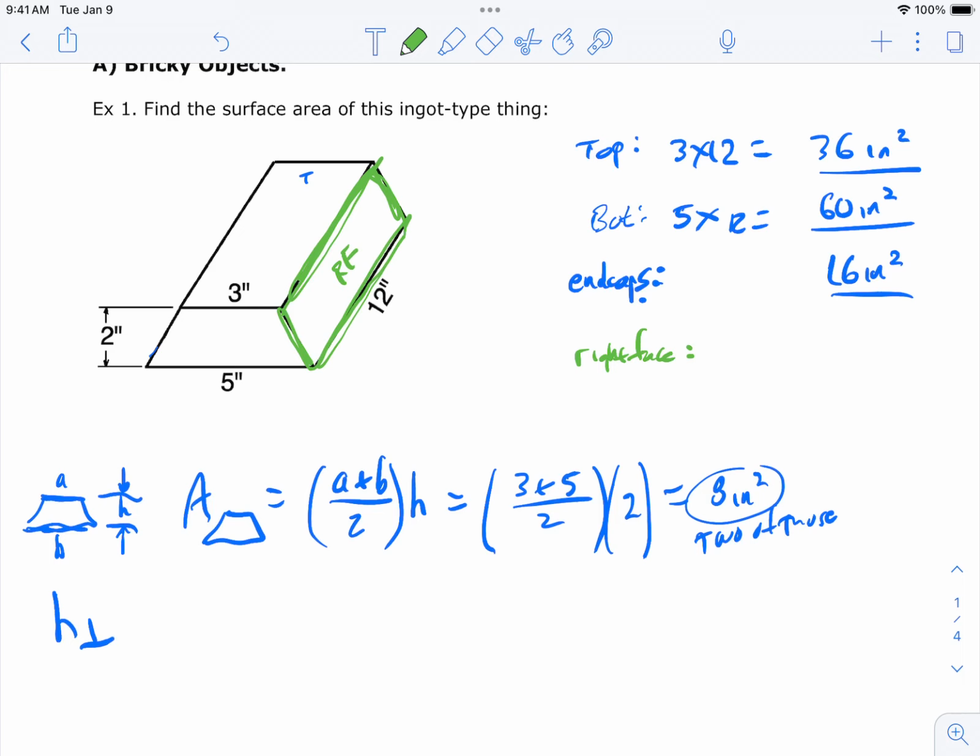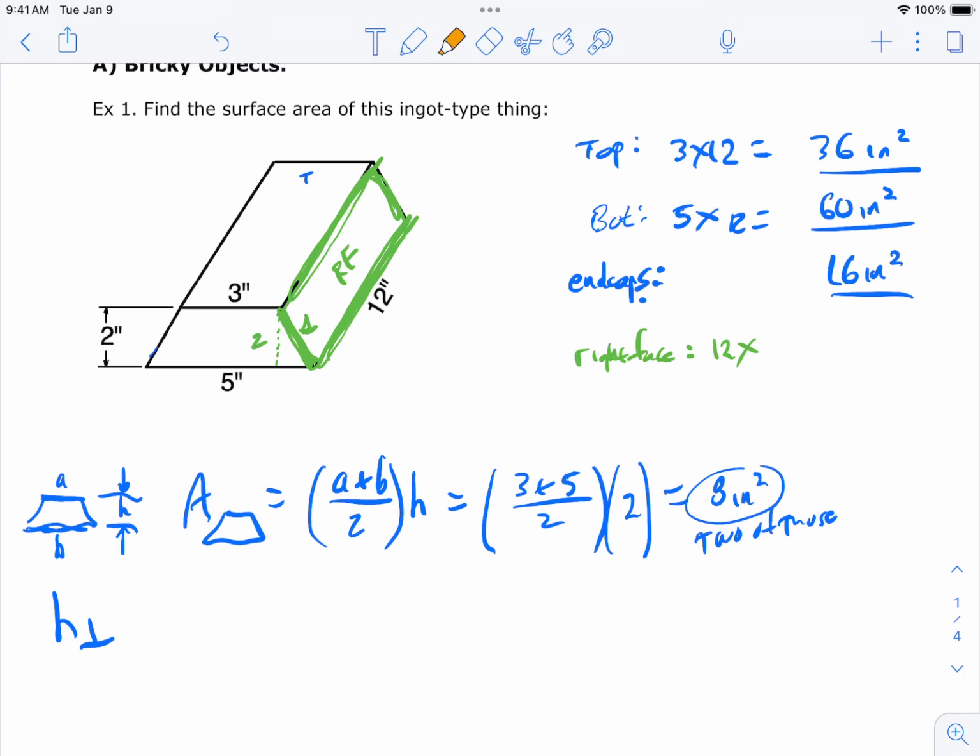It is a rectangle, and it's going to be 12 inches. That is that dimension. And now we need this dimension. And then you go, wait a minute. That's not 2 inches. This is 2 inches straight up, right? So if that's 2 inches, I'm going to use a little s. What's the slant height here? And if we assume symmetry, and I think we can because it's an ingot, right? Ingots are symmetrical kinds of things.